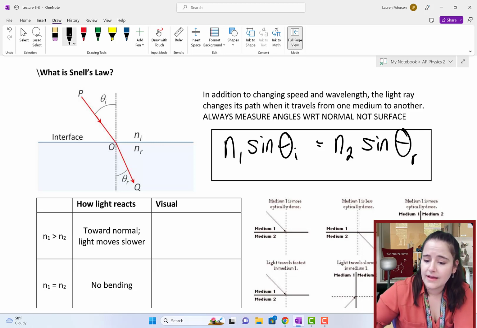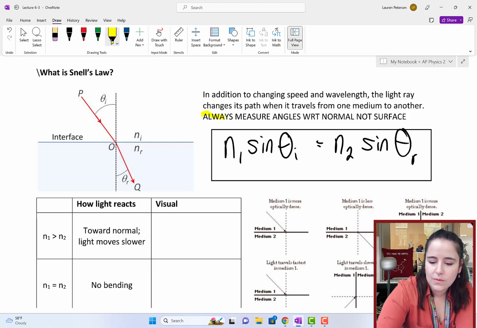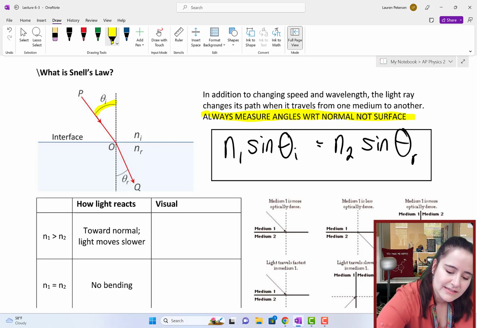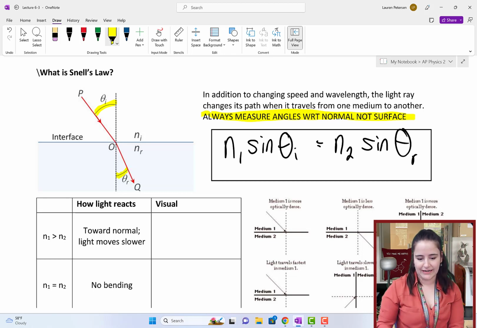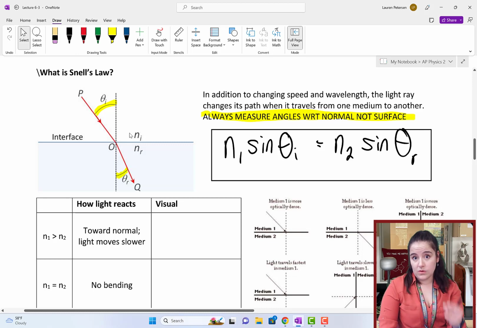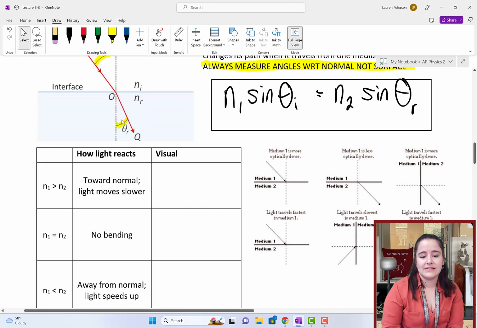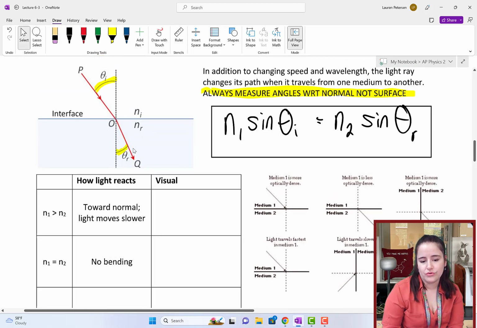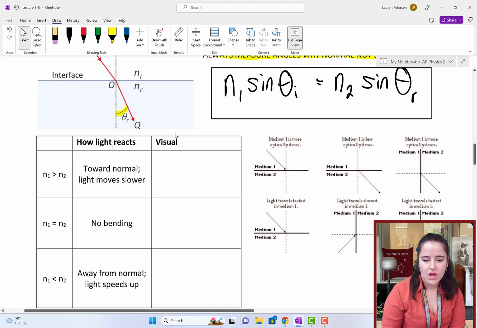Yeah. And again, make sure that you're always measuring angles with respect to the normal, okay? With respect to that 90 degrees. These are the angles that we are measuring, okay? Now, what we'll want to know and be able to visualize is whether the refracted angle is going to move toward the normal or away from the normal, okay?